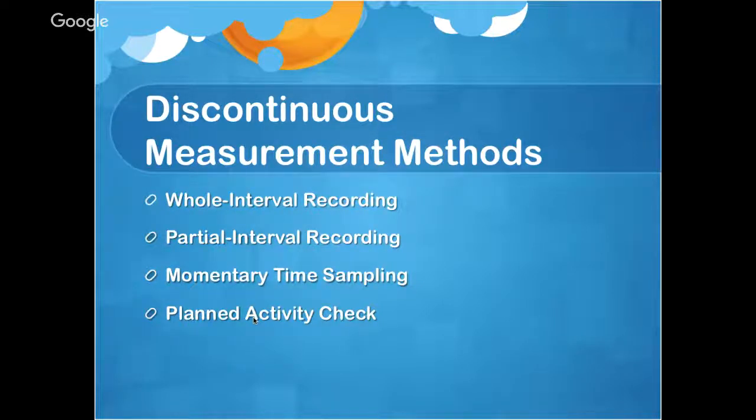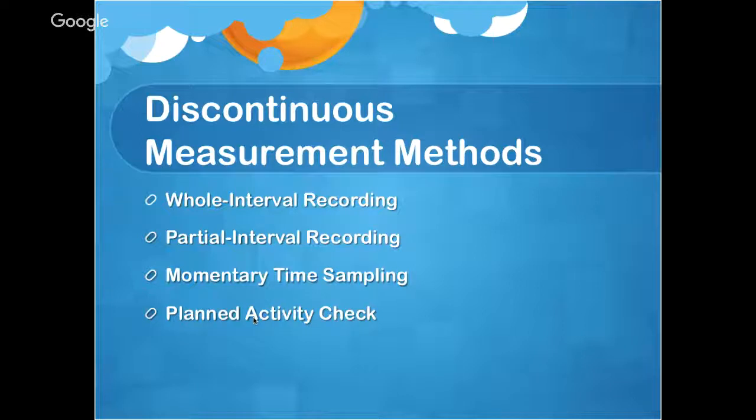Partial interval is the opposite of that. The client can engage in the behavior at any point in the interval, and it will be counted. This is an overestimation of the behavior. So again, the minion engaged in the behavior for 20%. That's part of it, so I will count it for partial interval recording. However, 20% is a lot less than half of the interval, so it's an overestimation.